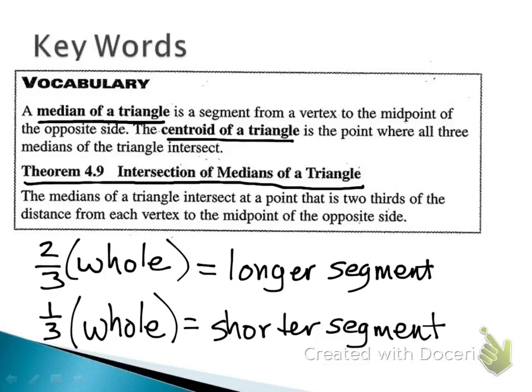Which one is for longer? Both of those. This is the one we use more often. We're usually looking for the longer segment. So if you have the whole thing, 2/3 of it will give you the longer segment, and then the other 1/3 would give you the shorter segment. And then the shorter and the longer add up to give you the whole thing. So if you can remember the 2/3 part, that'll make it a lot easier on you.